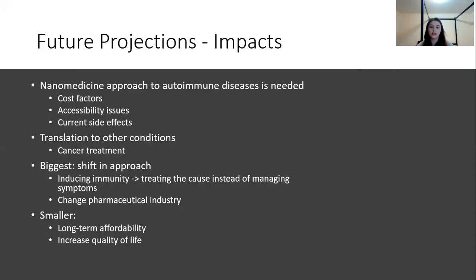Let's treat that instead. And I also see this impacting the pharmaceutical industry, as the form of drugs being produced and sold will change from the common pill to injections and other ways that nanomedicines can be distributed. And the smaller impacts, but still important, are long-term affordability for patients and helping increase the quality of life.